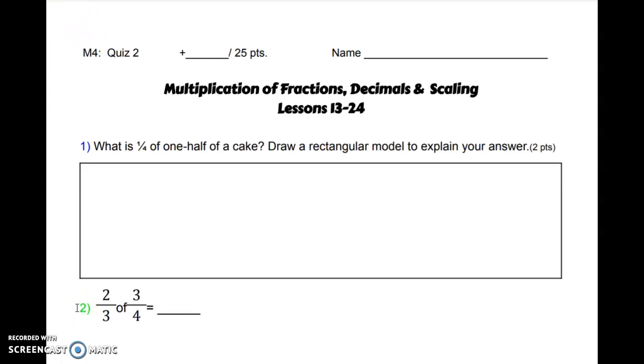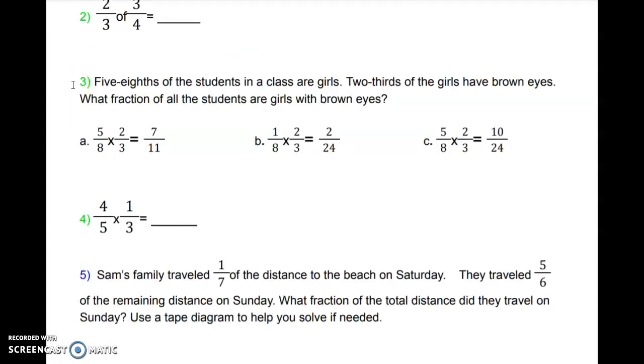Number 2, 2/3 of 3/4. So what operation does of mean? Find 2/3 of 3/4. Number 3, 5/8 of the students in a class are girls.